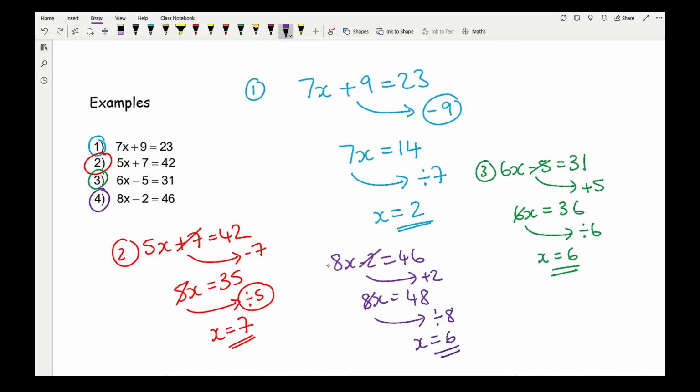Now, if you were to get a question where the answer would be a fraction, then I strongly recommend just leave it as a fraction. If you can't work it out, leave it as a fraction.